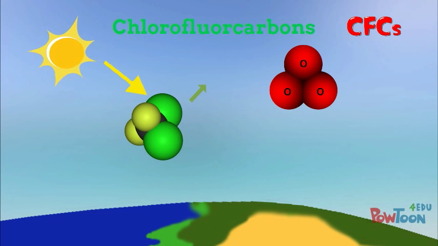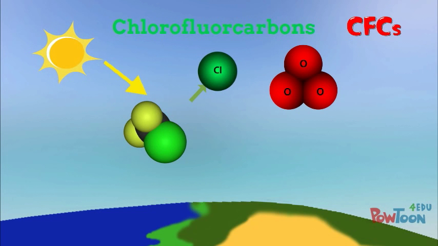How does ozone depletion occur? UV radiation breaks down CFCs in the stratosphere by breaking off a chlorine atom from the CFC molecule.